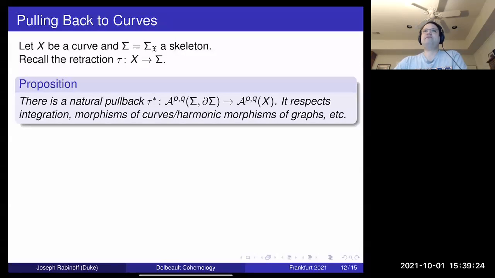It's natural in the sense that it respects integration, it respects morphisms of curves and harmonic morphisms of graphs, etc. So there's actually quite a lot of combinatorial work that goes into understanding the behavior of smooth forms with respect to harmonic morphisms of graphs, which I'm going to completely gloss over. Although it looks like I would have had plenty of time to do it, now that I'm looking at the clock.